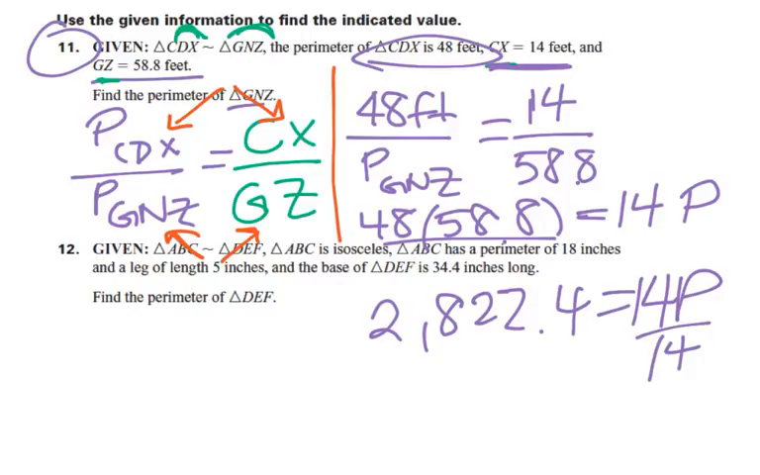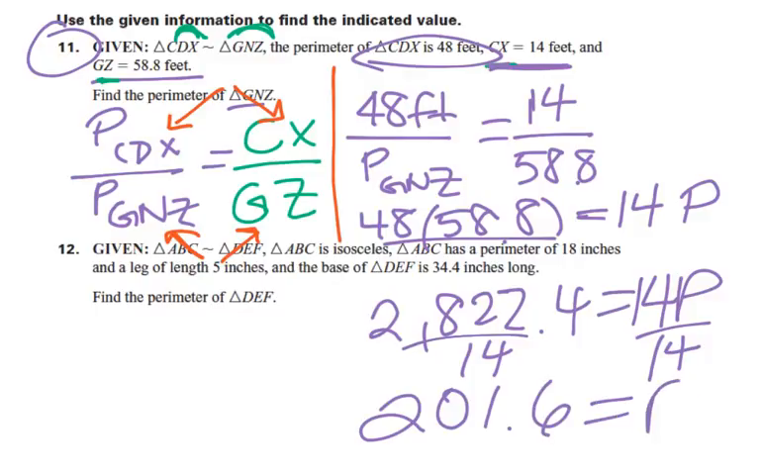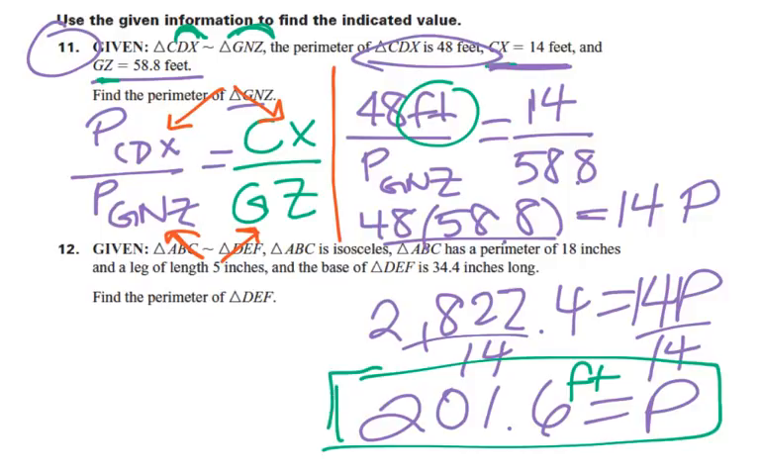I'm going to divide both sides by 14, and I get 201.6 equals my perimeter. Now I don't want to forget units. My units are feet. So make sure you got that in your answer. So the perimeter of GNZ is 201.6 feet. Okay, at this point, you are done with the notes, unless you'd like to see one more example. I'm going to do number 12, but in class we only got to number 11.